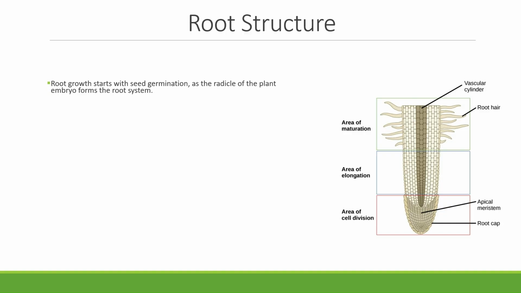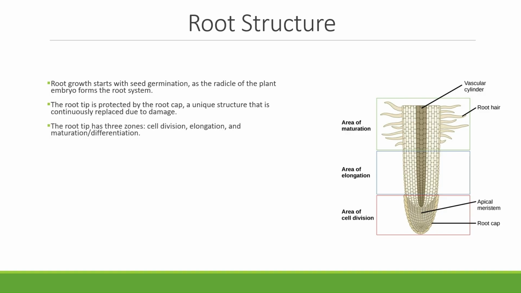Root development starts at germination when the radicle of the embryo grows downward to form the first root. At the very tip is the root cap. As you can imagine, as it's burrowing into the ground, it needs a protective layer of cells that is continually worn away and replaced as the root pushes through the soil particles, and that's called the root cap. Immediately behind the cap, there are three functional zones.